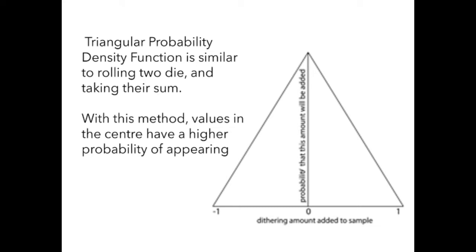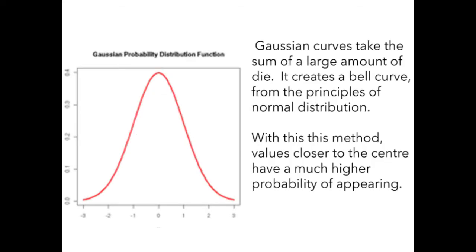Triangular probability density function is similar to rolling two die and taking their sum. With this method, values in the center have a higher probability of appearing. And if your number is in the center, it will round off to the correct number. So the ideal is for the number to be closer to the center in terms of the probability. Gaussian curves take the sum of a large amount of die. It creates a bell curve from the principles of normal distribution, and with this method, the values closer to the center have an even higher probability of appearing.